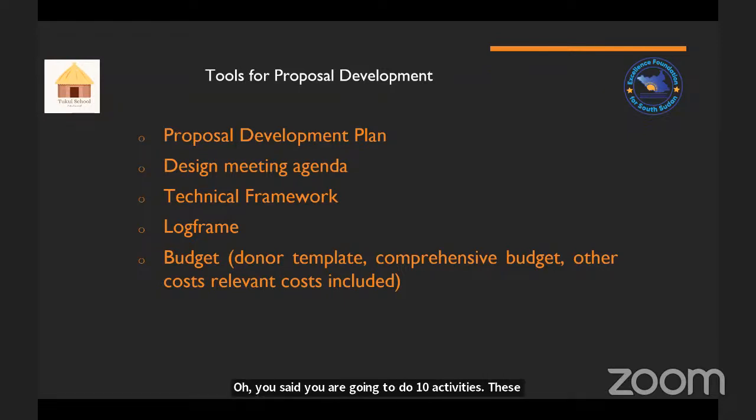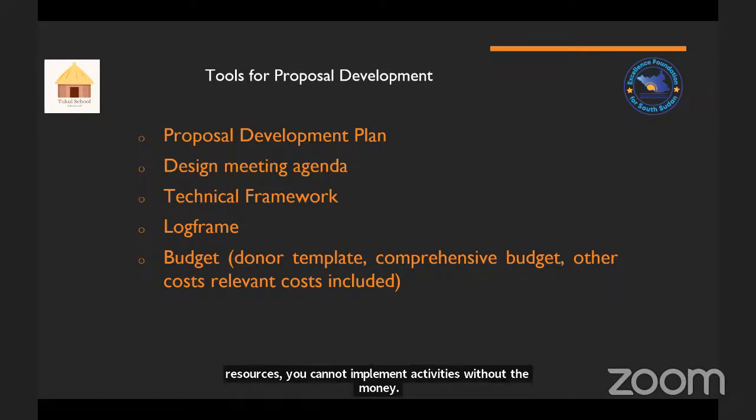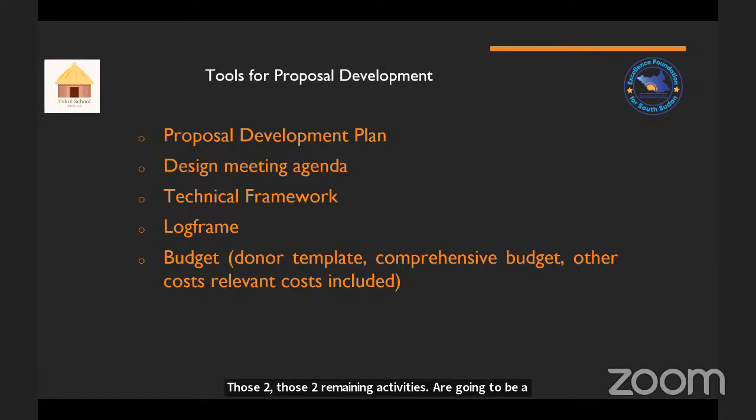And then you go to the budget. Like the way we said yesterday, if you do not have the resources, you cannot implement activities without the money. So if you promise 10 activities in the narrative proposal, but in the budget you have only budgeted for 8, those two remaining activities are going to be a big headache for you, because the donor will say, hey, you promised me 10. Why are you doing 8? And then you say, because I only budgeted for 8. I don't really think that is a conversation you would want to hold with anyone.